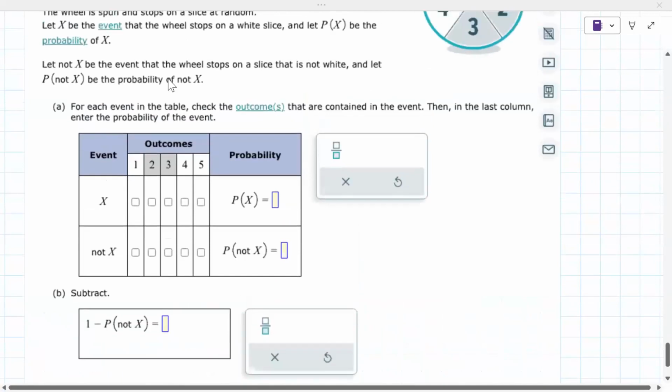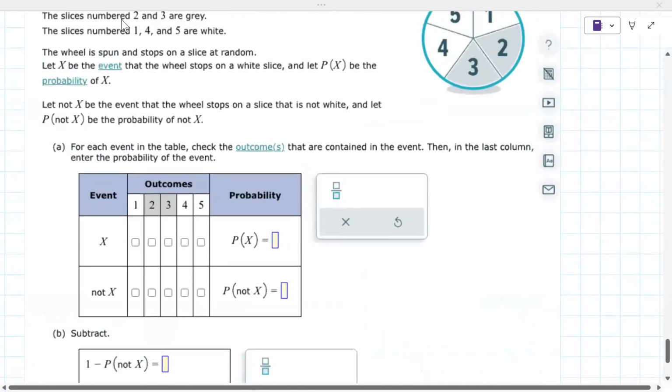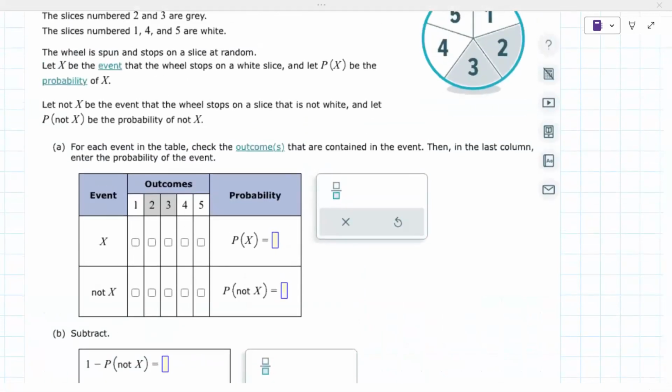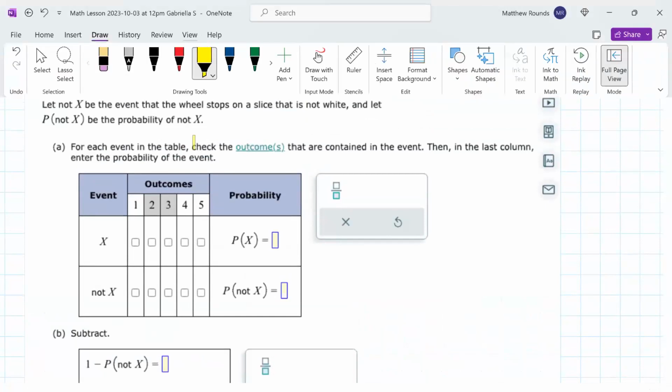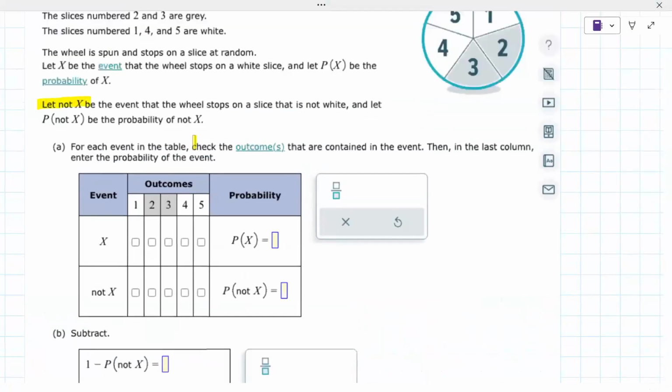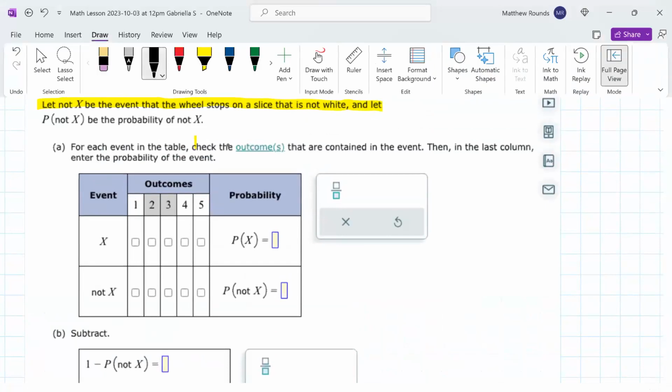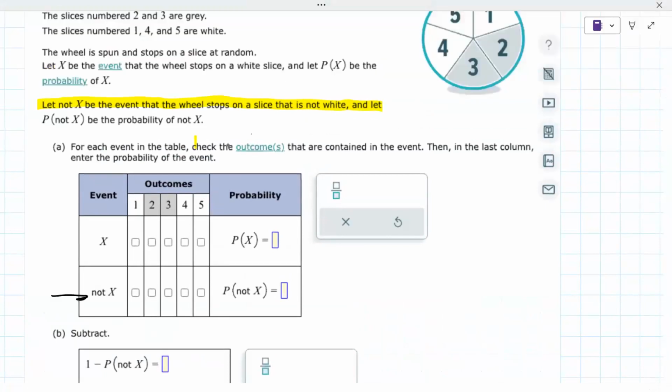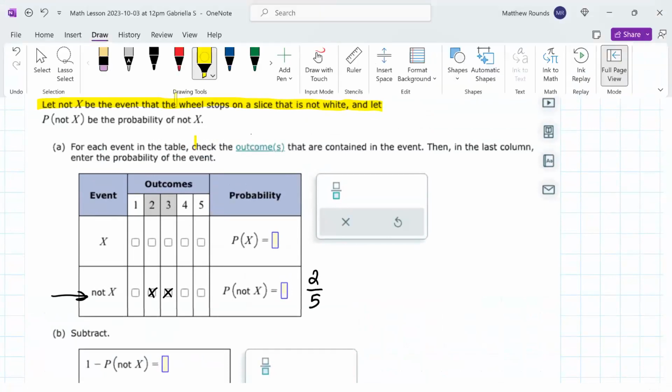All right, so let not X be the event that the wheel stops in a slice that is not white. Boy, that's a lot of weird things. So not white. The not X down here means not white. Not white is gray, so it's those two, which is 2 out of 5. Oh, I'm sorry, it did have X.